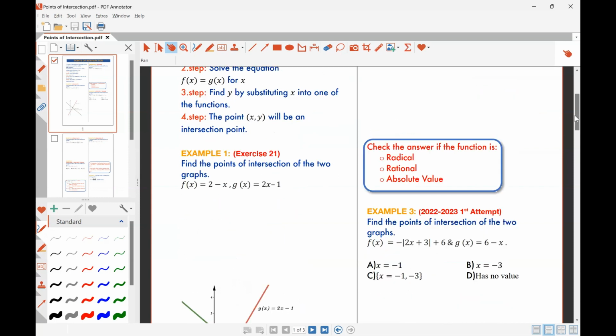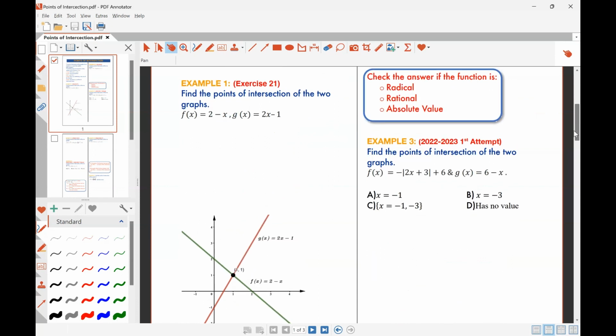Let's take a look at some examples. First example, exercise 21 in the book. f of x is 2 minus x, g of x is 2x minus 1. Find points of intersection of these two graphs. So the first thing we need to do is equalizing the functions together. It's very simple. f equals g. f of x is 2 minus x. g of x is 2x minus 1.